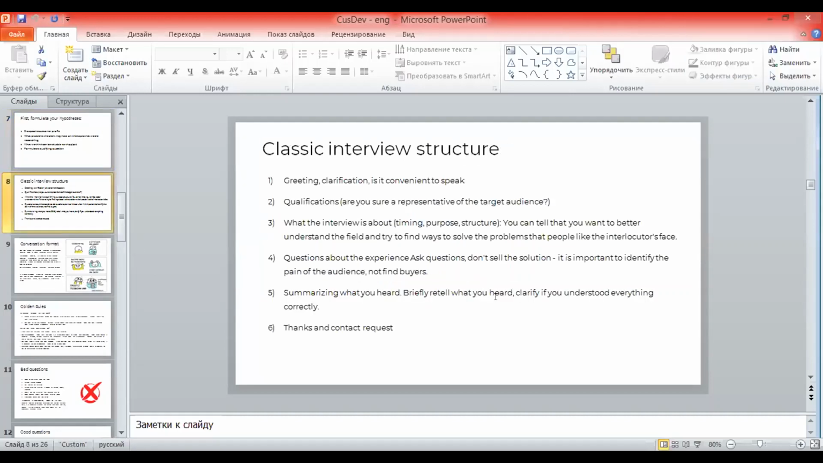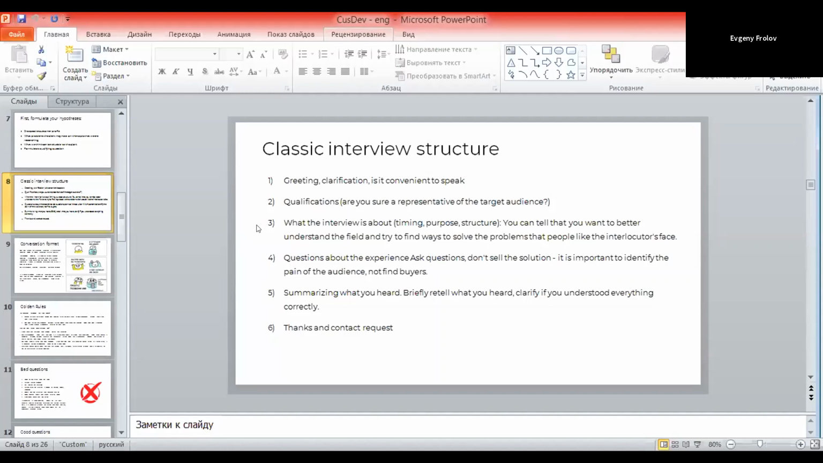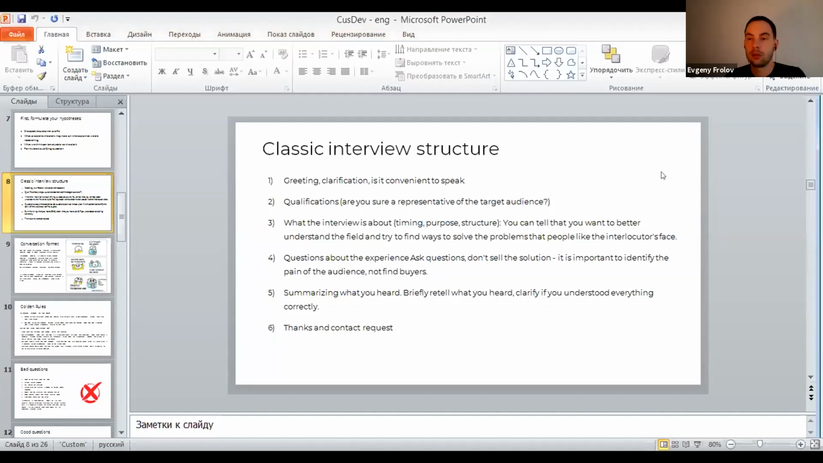Cool. So we are going to the classic interview structure, no rocket science here. I hope that you already read the book, The Mom Test, and you already know all these things and the classic approach. But nevertheless, we will touch on it quickly. What's important here, from my practice, is don't forget to put your customer into the context first.